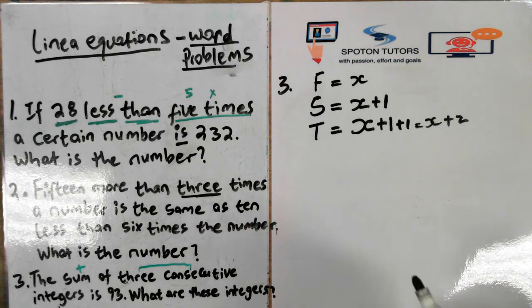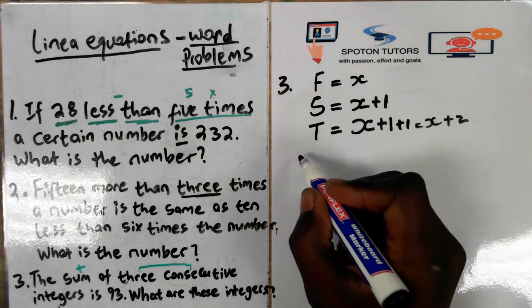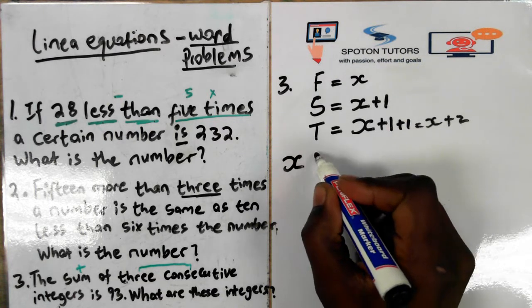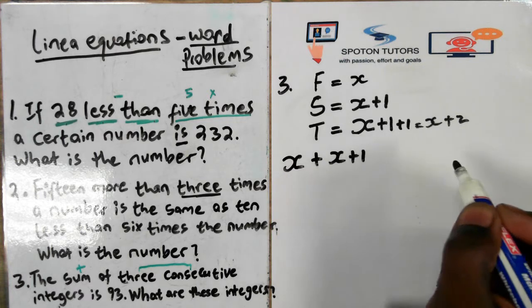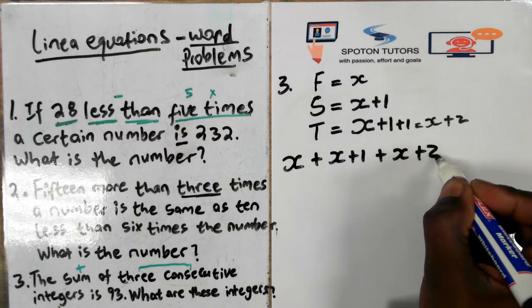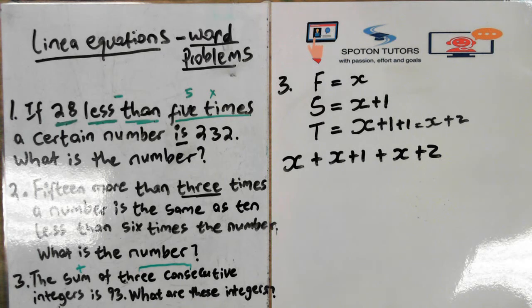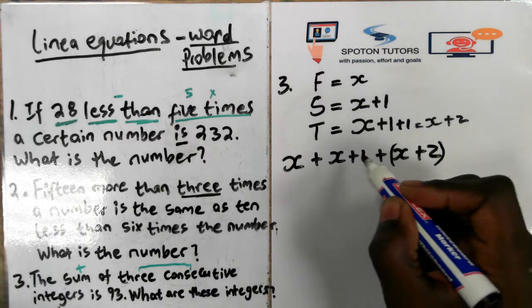So what does it mean? It means that the sum of 3 consecutive numbers: your first number is x, plus second number is x plus 1, plus your third number is x plus 2. There we go. So we will separate them by brackets.